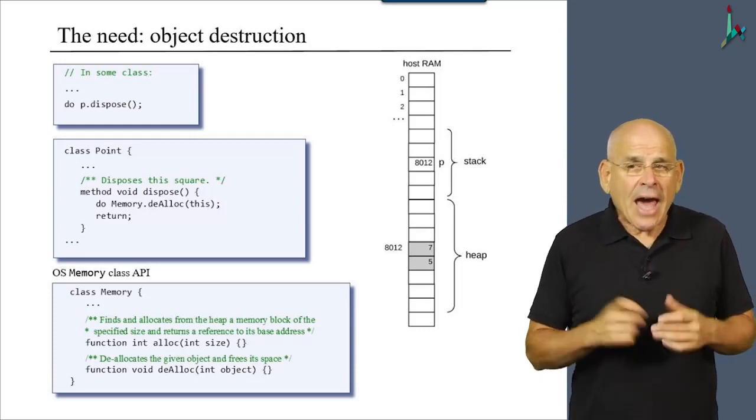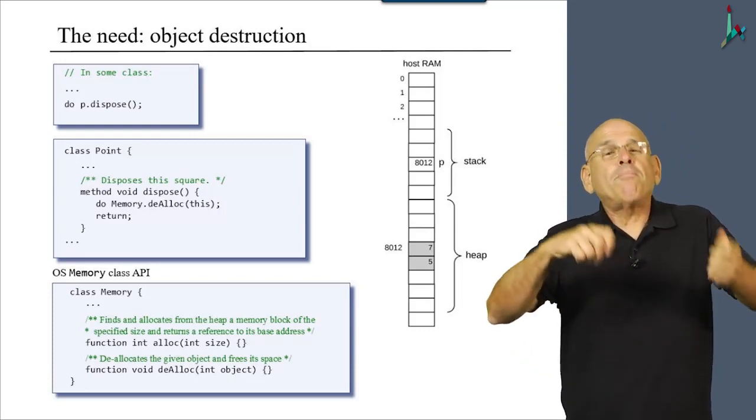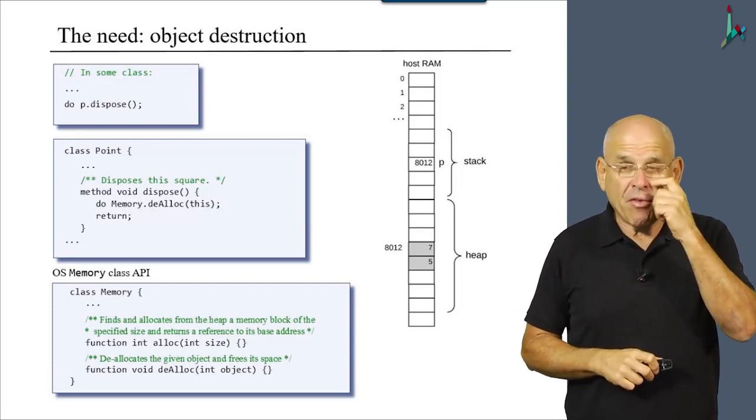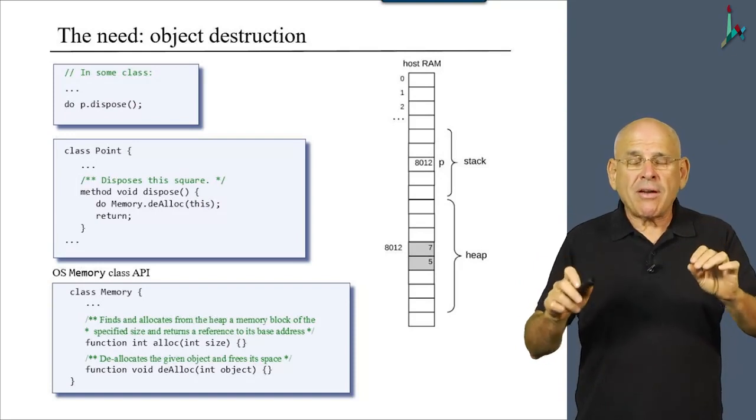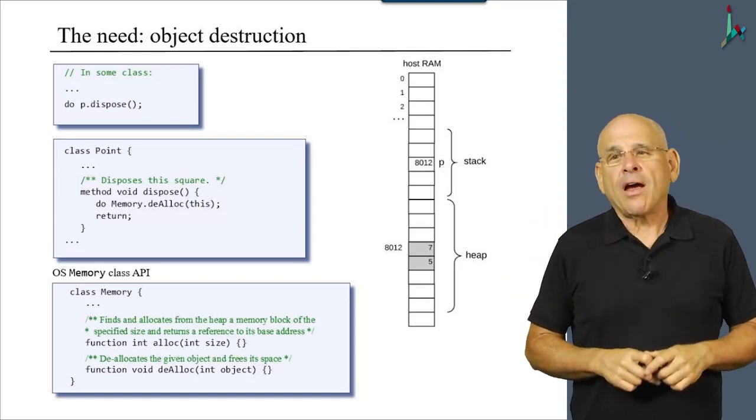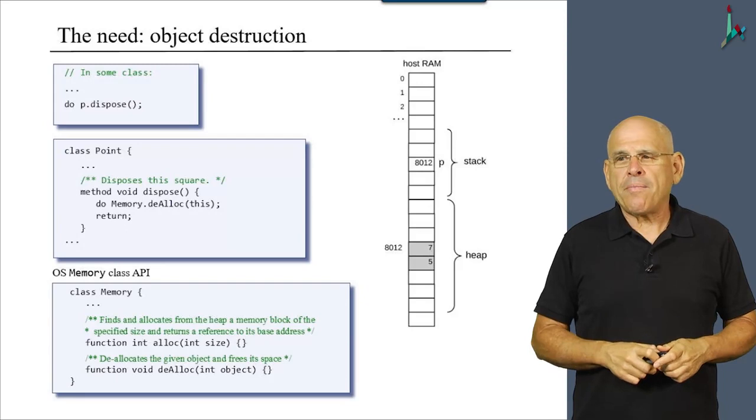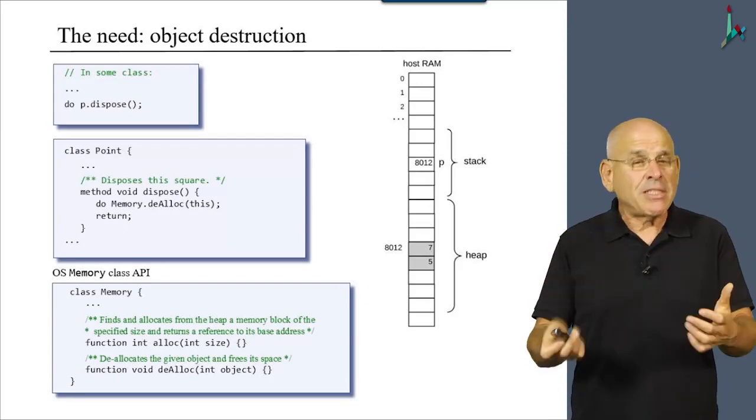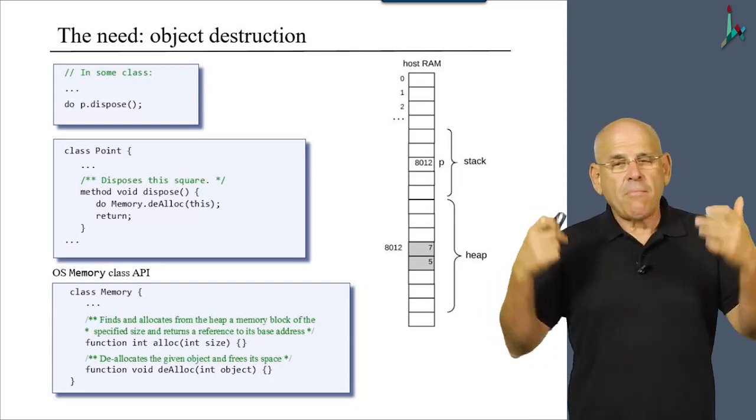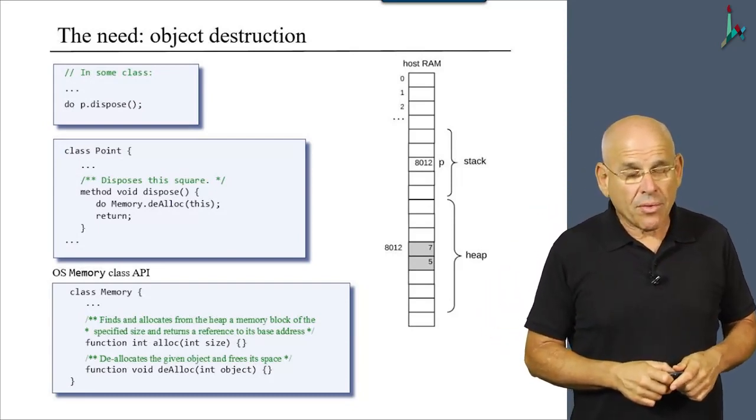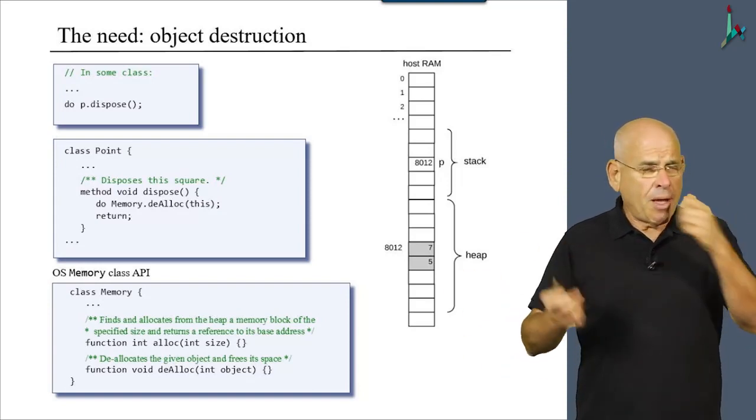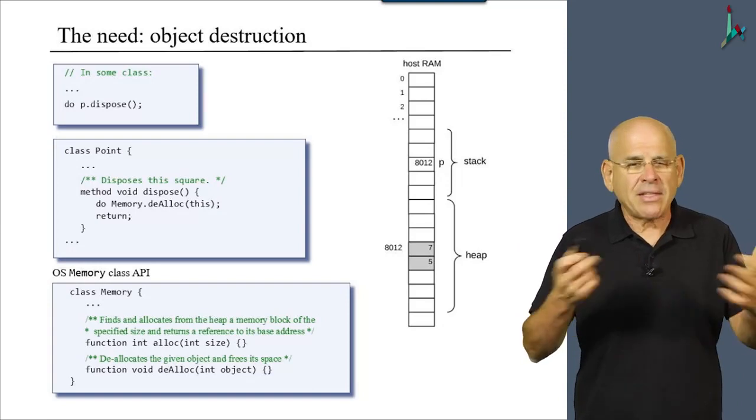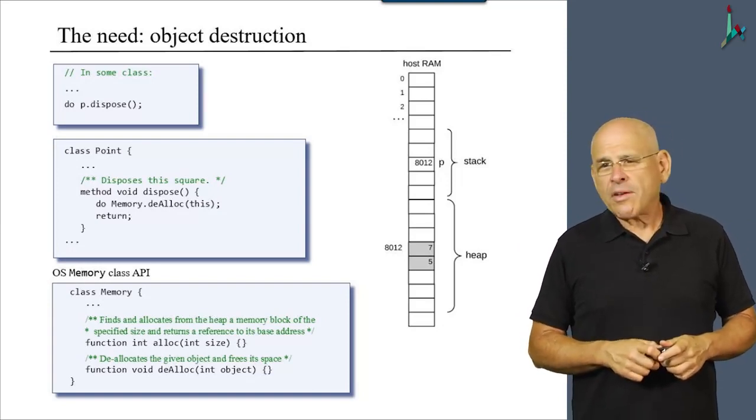And as you see, unlike the constructor, which implicitly created a new space on the RAM for the new object, the disposer explicitly recycles the memory block which is associated with this object. It explicitly does so by calling memory.dealloc.